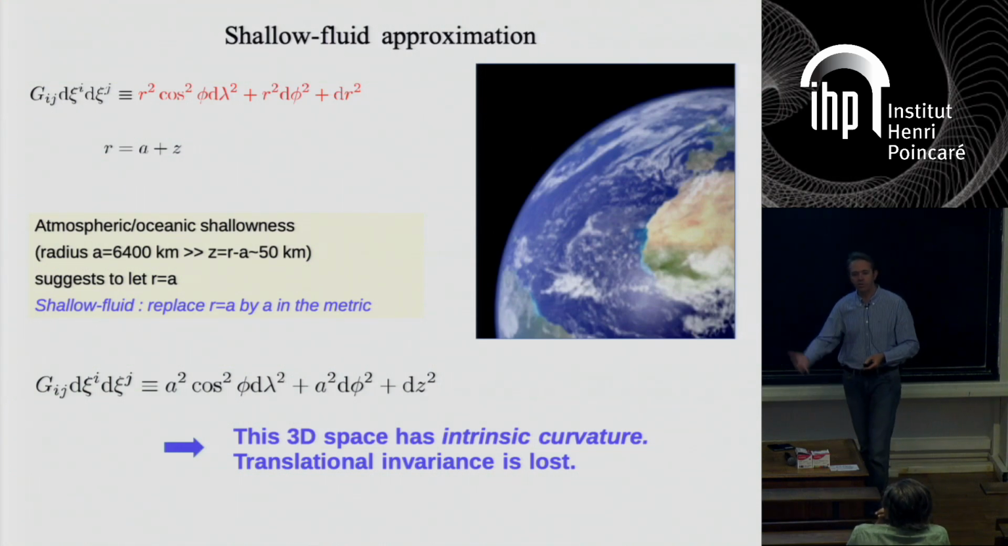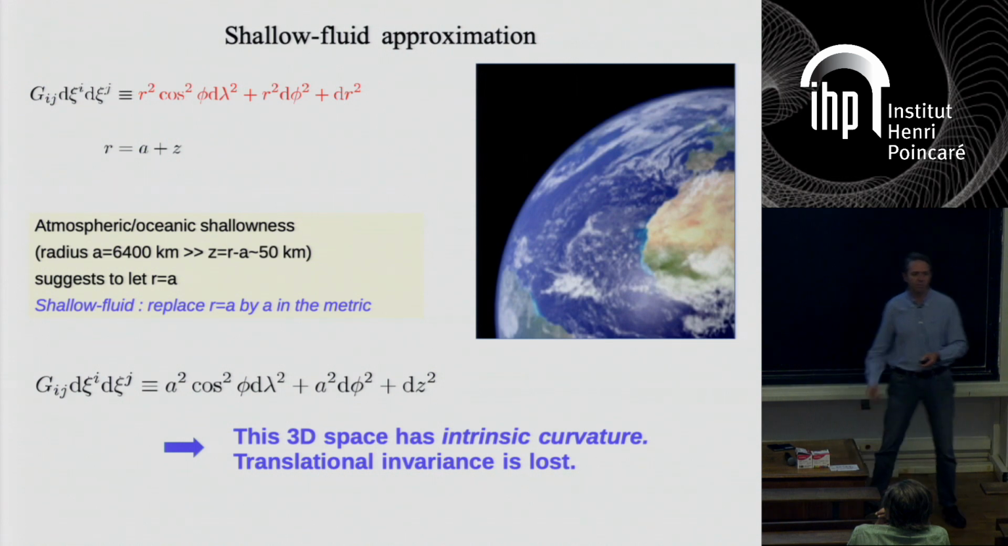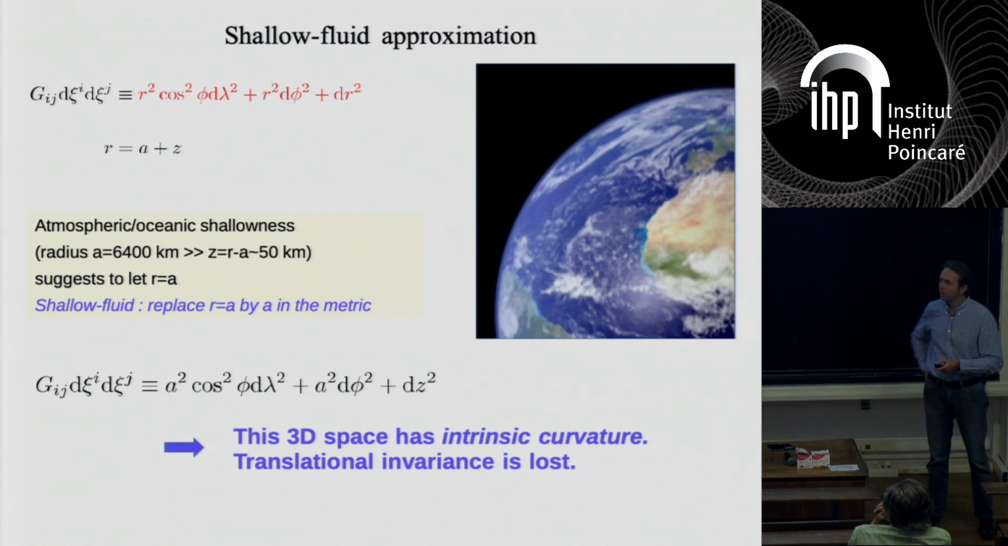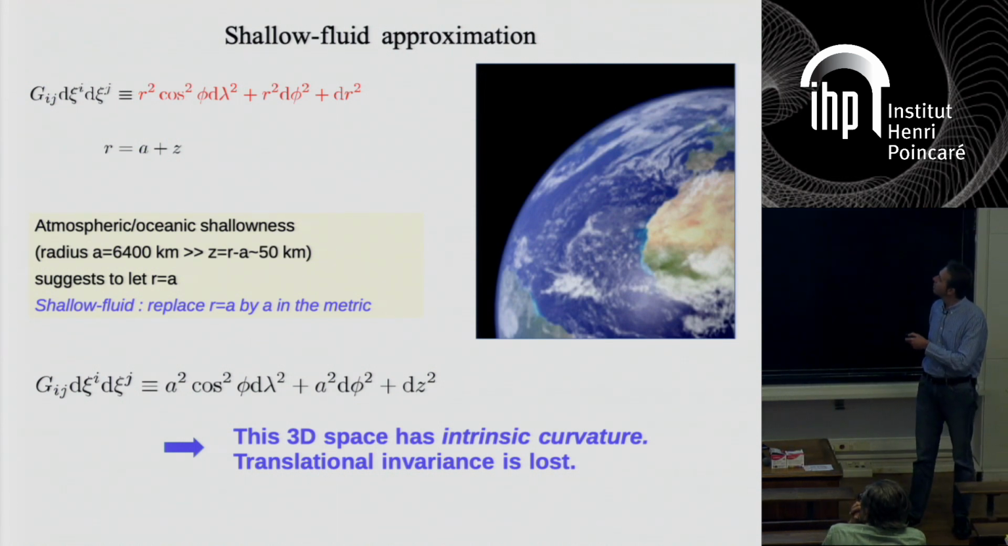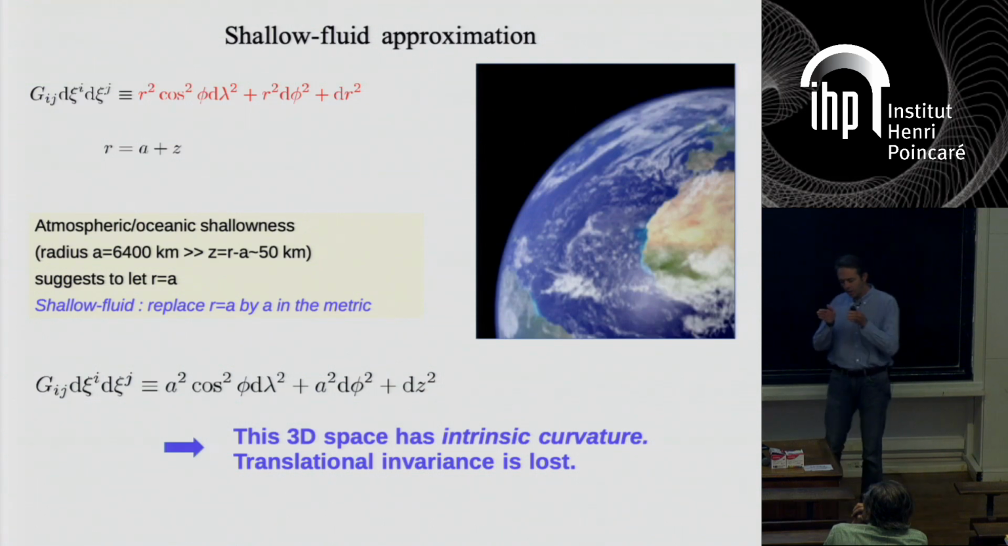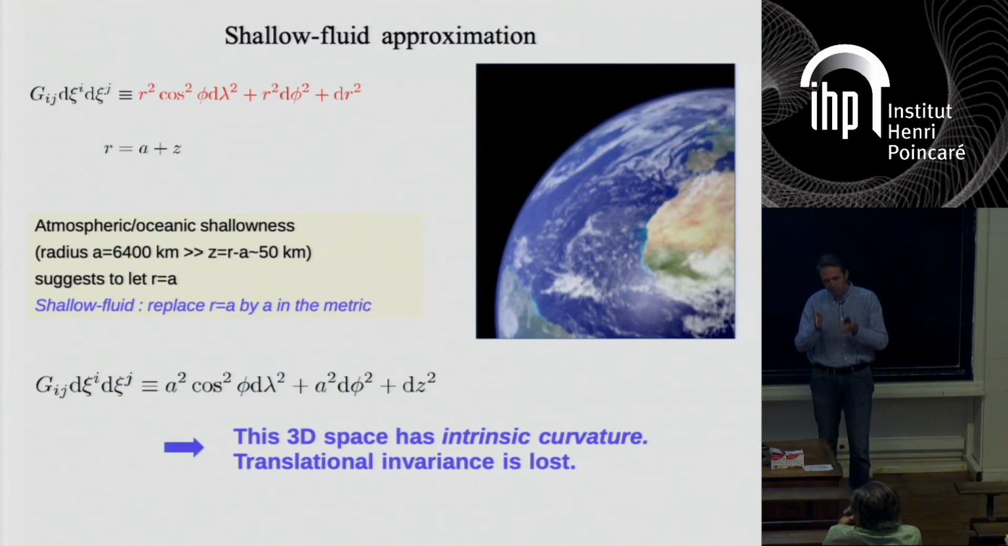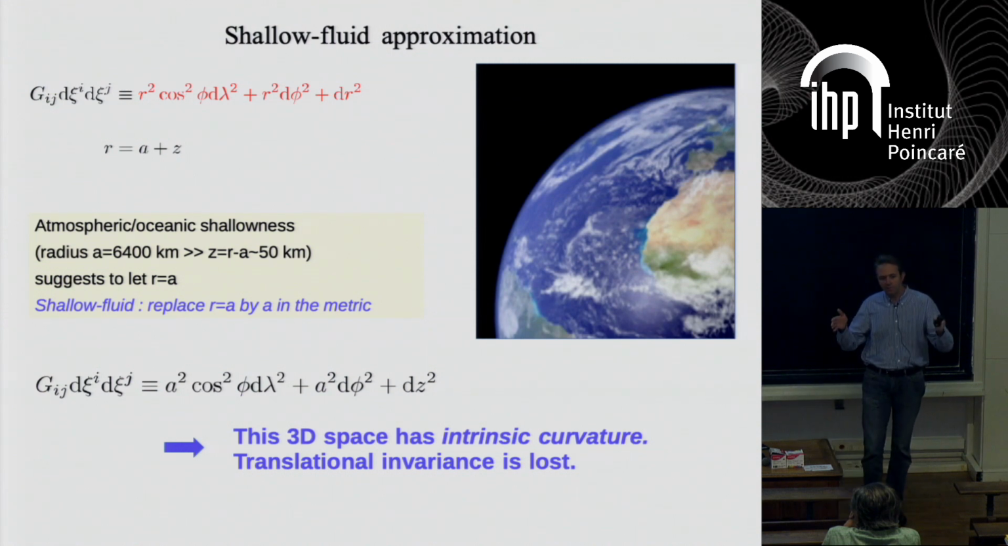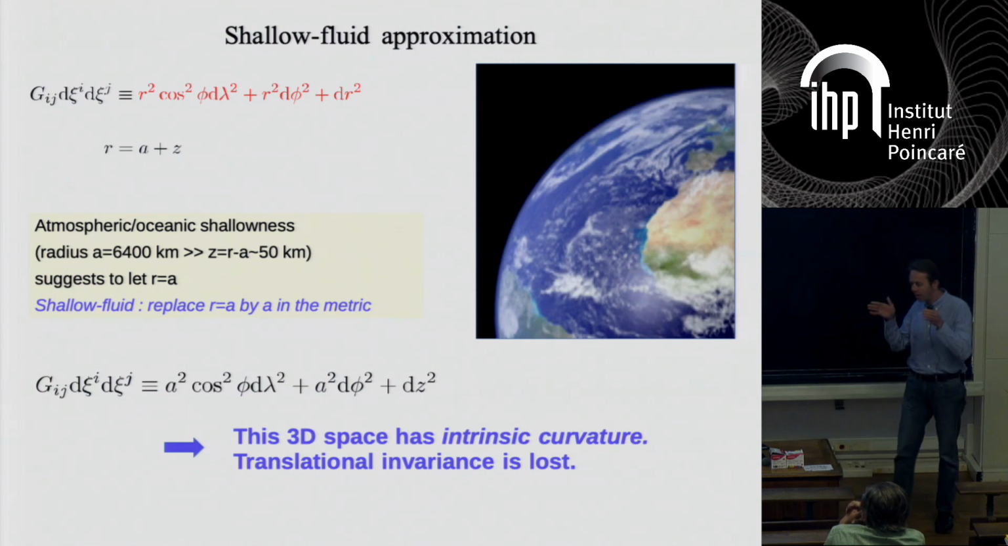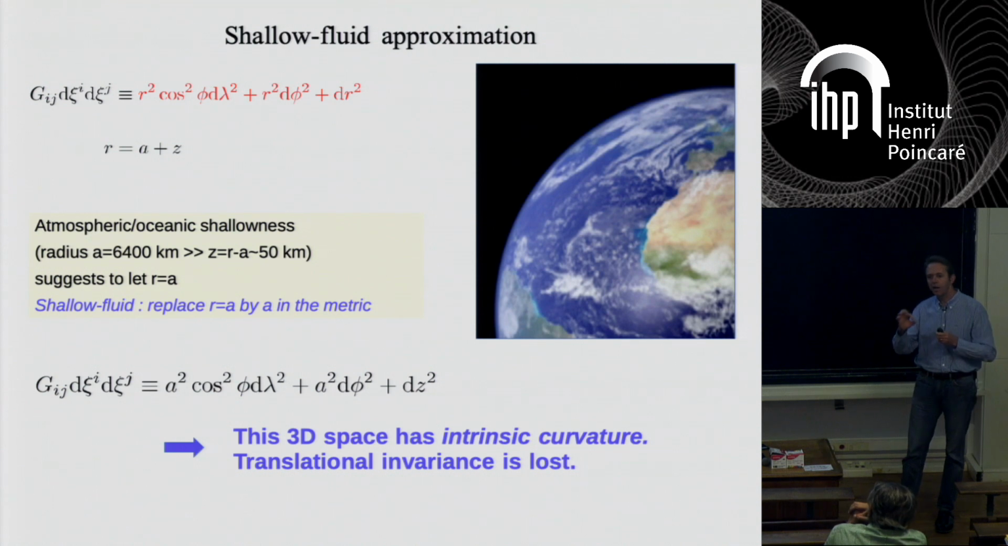So everybody's happier with constants than with variable coefficients. So you can do that. So you replace the metric by this one. And now you live in a space where the spheres that correspond to different altitudes all have the same surface. Okay, so you have concentric spheres all having the same surface.